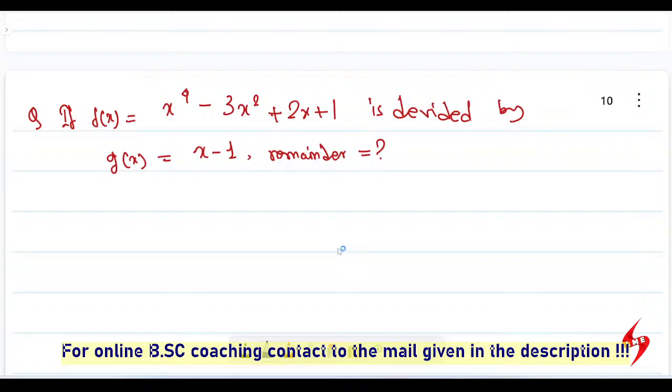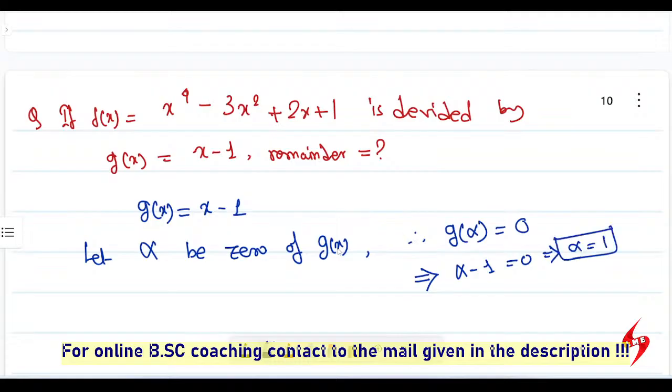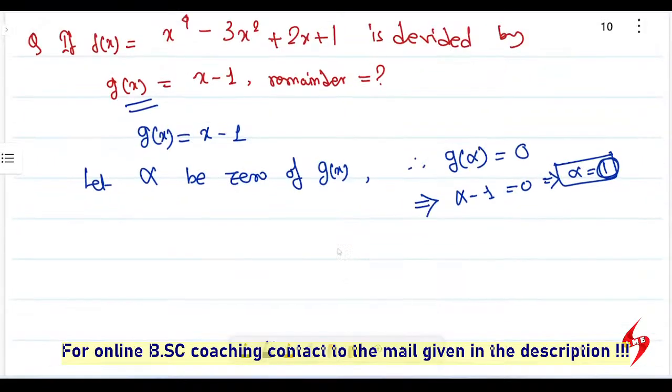So we should apply here the remainder theorem. At first we must find out the 0 of this g of x. Okay, so this is my g of x. Let alpha, here I am taking a symbol alpha, be 0 of g of x. Then definitely g of alpha should be 0. That implies alpha minus 1 will be 0 and alpha equals 1. So here 1 is the 0 of this polynomial.